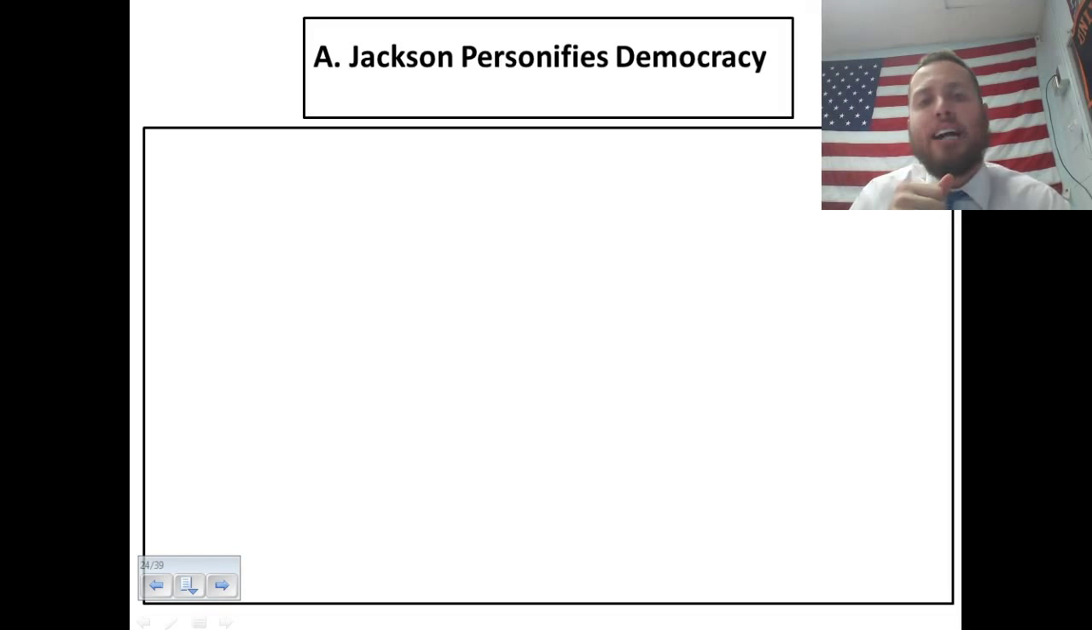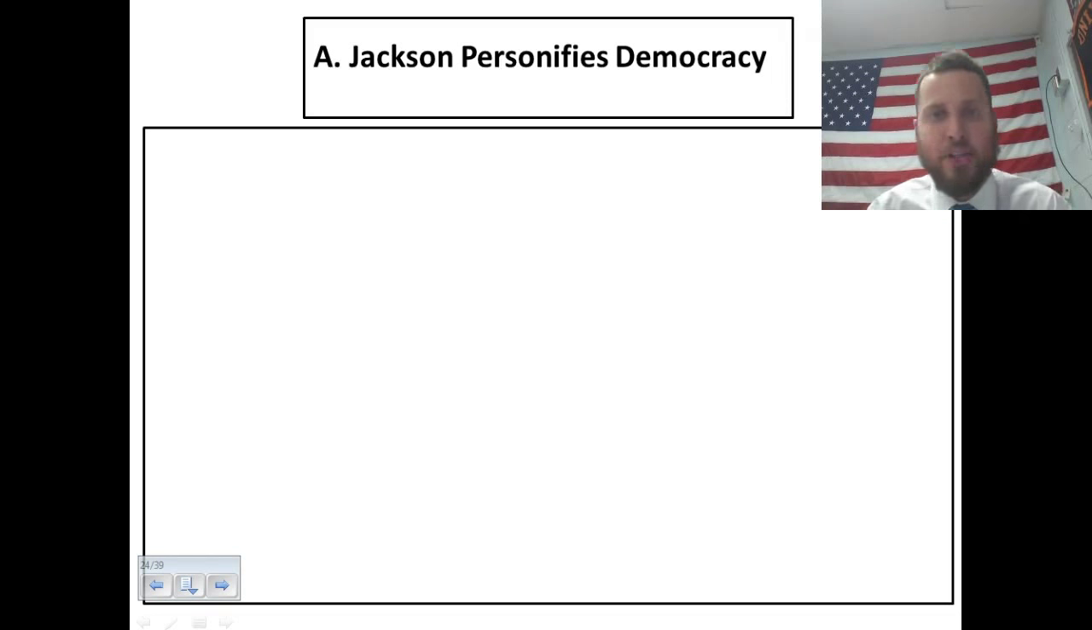Put Andrew Jackson personifies democracy. How did Andrew Jackson personify democracy? Well, first, what does the word personify mean? It means a person who's the perfect example of an idea, right? So, I don't know. What do you think?